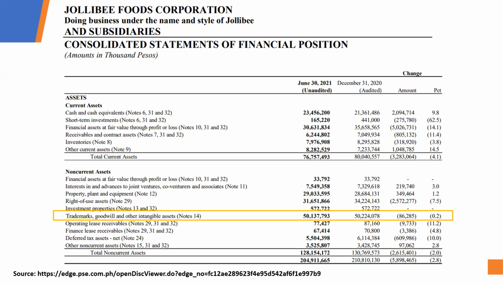So that means if you look at the consolidated financial statements of Jollibee, it's big. 50 billion. And the total of the non-current assets and current assets, if you total this, is about 204 billion pesos. So Jollibee's business is really big. If you look at the trademarks, goodwill, and other intangible assets, 50 billion pesos is close to 25% of the total assets of Jollibee. So that's big.